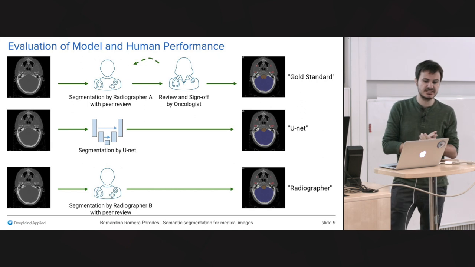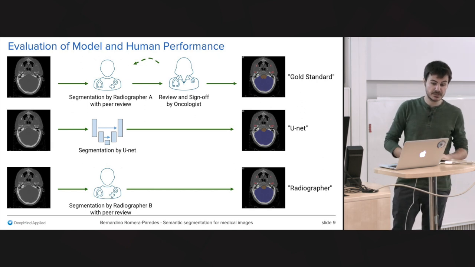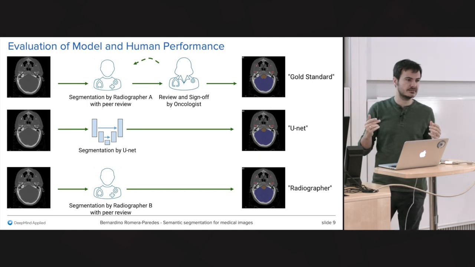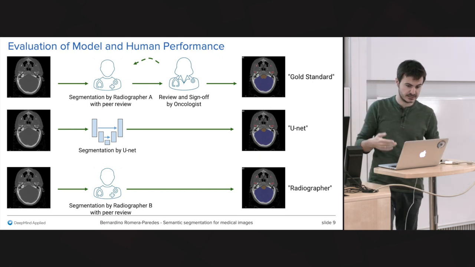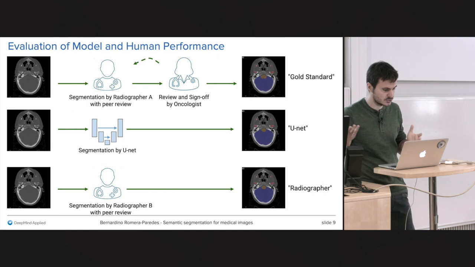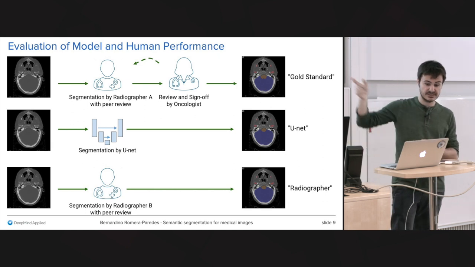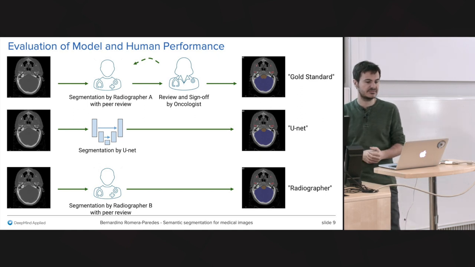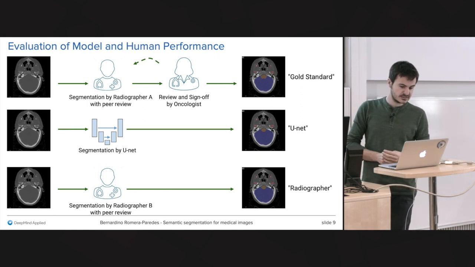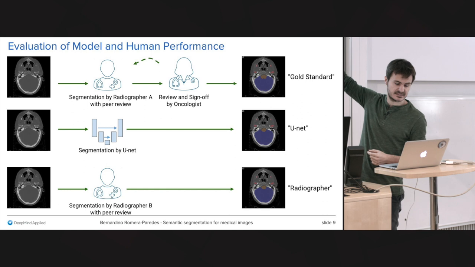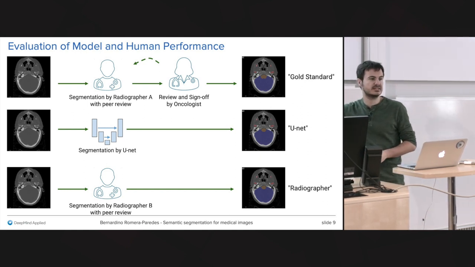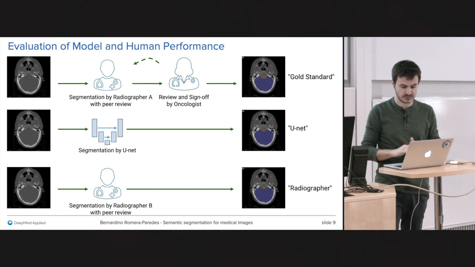So how do we evaluate these models? We have as a ground truth, as a gold standard, exactly the process that the medical doctors follow to get the labels, which is this loop that I described before, in which the radiographer and the oncologist have to agree. And then we compare our model against this ground truth, and also how one radiographer could do on his or her own.